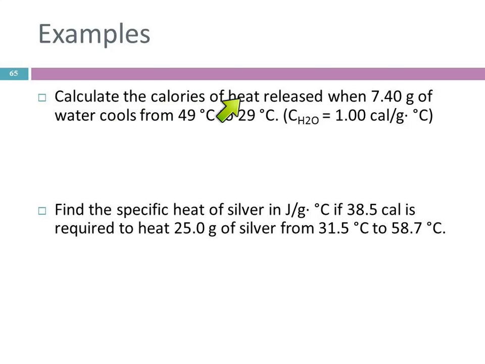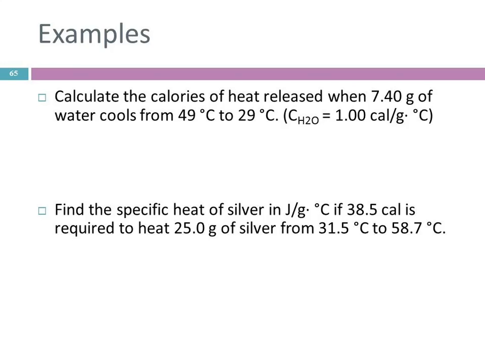Calculate the calories of heat released when 7.4 grams of water cools from 49 degrees Celsius to 29 degrees Celsius. And here's C for water, 1.00 calories per gram degrees Celsius. You do not ever need to memorize the specific heats. They will be given to you in a problem or you can look them up in the table.